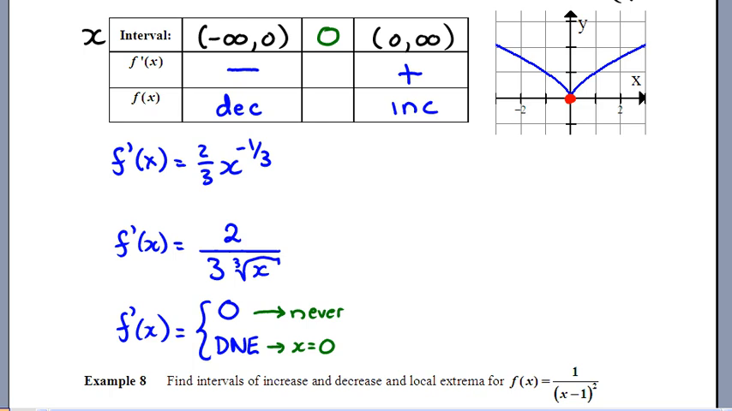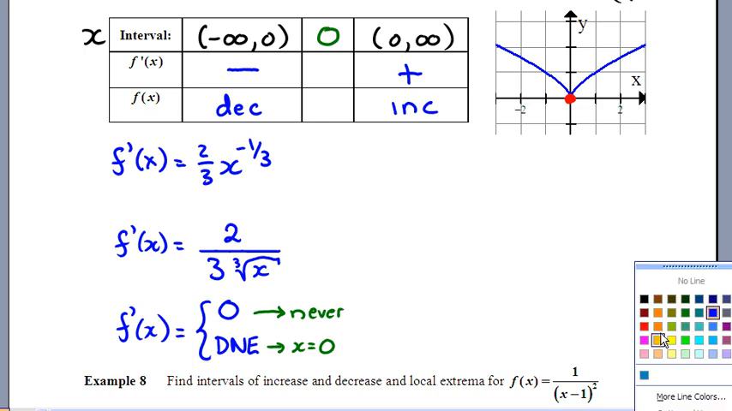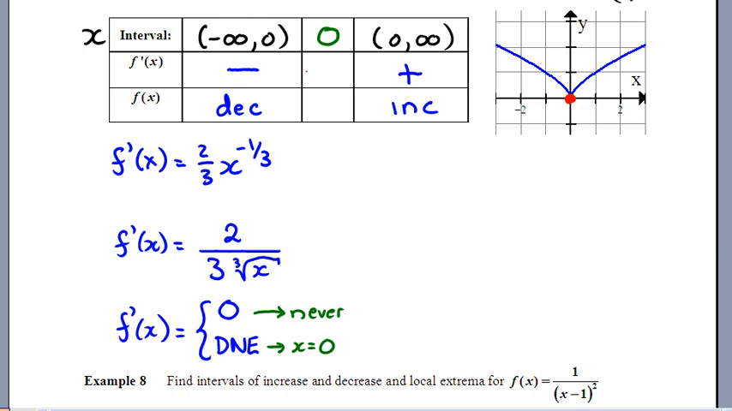Now, the derivative does not exist at x is equal to 0. There is no derivative there, but the function exists there. And I'm noticing that the derivative at this critical point makes a switch from negative to positive at x is equal to 0. So that is definitely a local minimum. Right, so we found the local minimum. We're pretty much good to go.